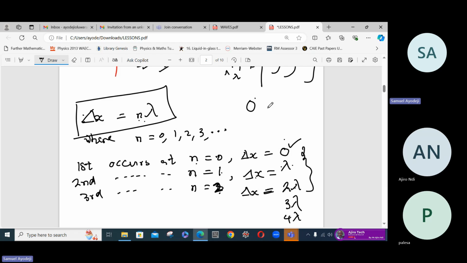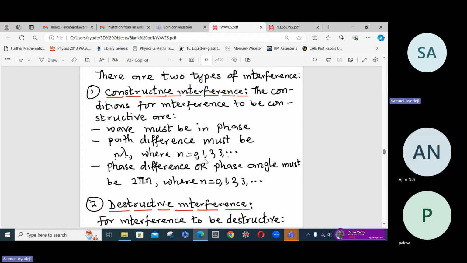Am I making sense? Yes, sir. Okay, so you should be noting all these points. When the path difference is n lambda, where n is 0, 1, 2, 3, and so on, or you say the path difference is 0, or 1 lambda, 2 lambda, 3 lambda, 4 lambda, and so on. It's either 0 or a whole number of wavelengths. That is called constructive interference.